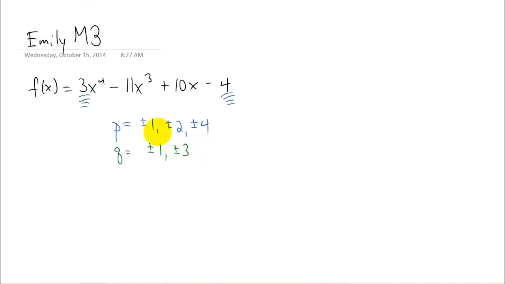Now what this theorem says is that if we take all of these p values, every one of them, and divide them by every one of these q values, we're going to get a big list, and this is the list of all of the possible rational zeros of our function. Okay, so 1 divided by 1 is 1, and 1 divided by 3 is 1/3. 2 divided by 1 is 2. 2 divided by 3 is 2/3. 4 divided by 1 is 4. 4 divided by 3 is 4/3.